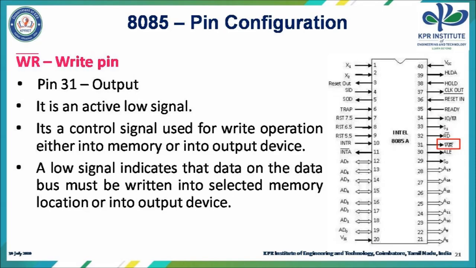And similarly, there is one write bar pin. It is also an output pin and it is also an active low signal. This write bar pin is used to perform write operation. Whenever this write bar pin is low, it means the processor is performing write operation either with memory or with the peripheral devices.